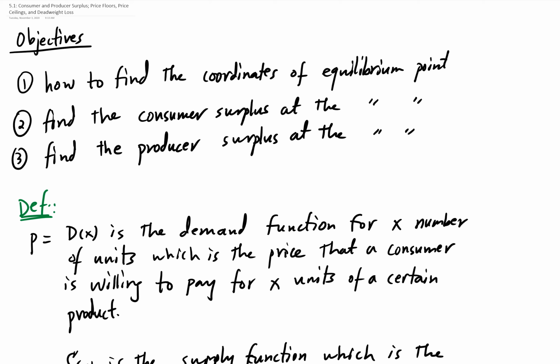To do this, we start by introducing a definition. P is d of x is called the demand function for x number of items or units, which is the price that a consumer is willing to pay for x units of a certain product. So we're going to learn several new terms in this section and apply them.